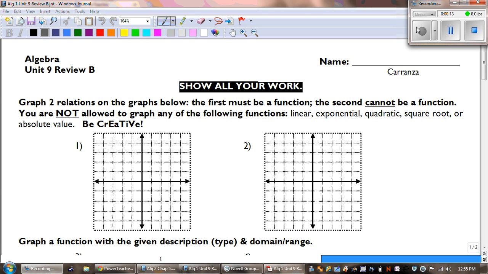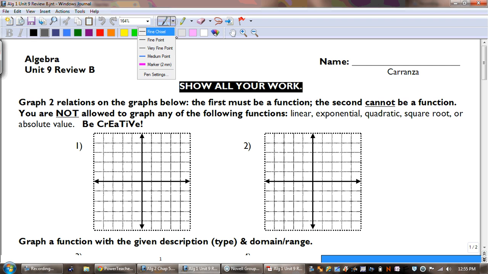Okay, question 1 and 2 says graph two relations on the graph below. The first must be a function. The second cannot be a function, okay? So once again, this first one can be a function. The second one cannot be a function.